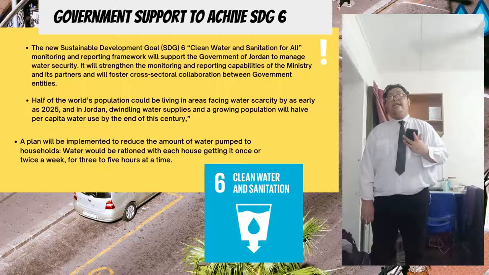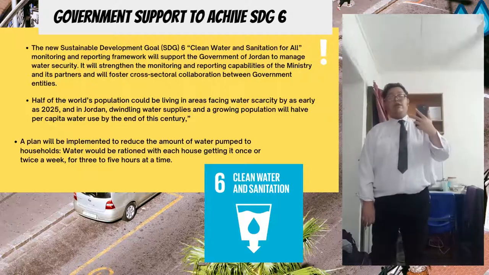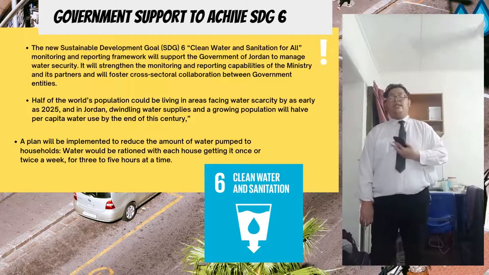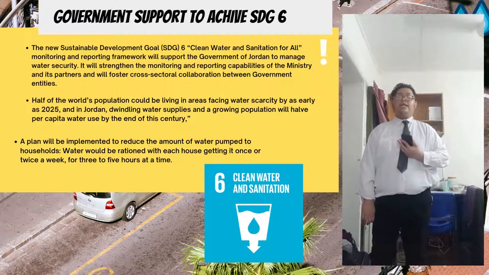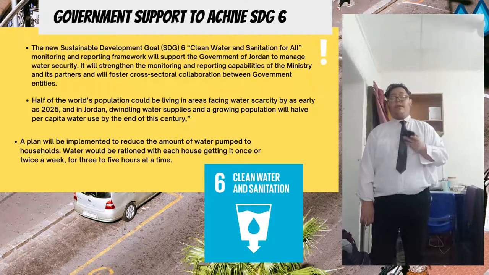Twice a week, that means he can use water twice. Only two times the owner of the household can use water. So they need to use water properly.